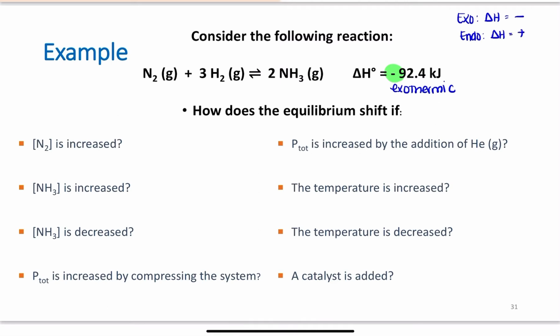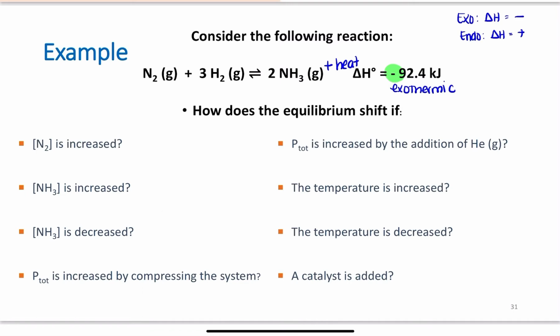Because it's exothermic, I'm going to write plus heat on my reaction, and I'm going to write it as a product because it's exothermic. Now it's going to be easier to answer these questions.